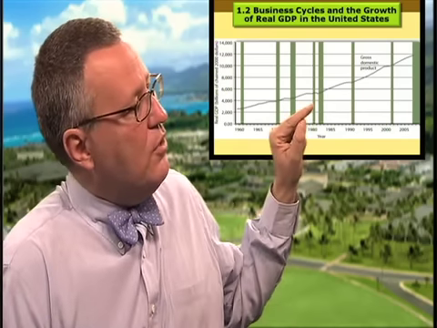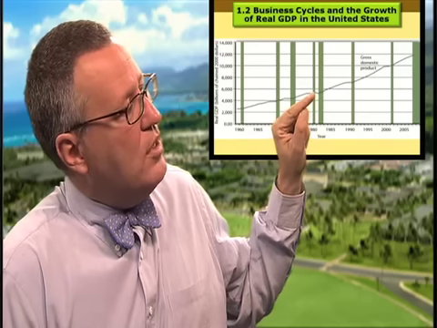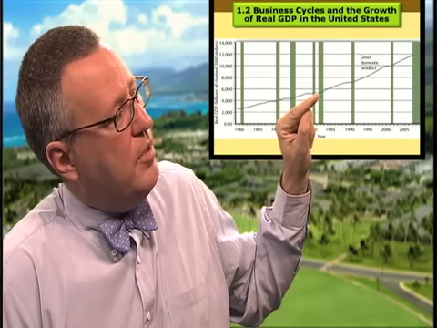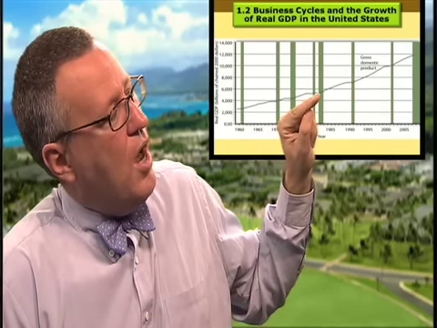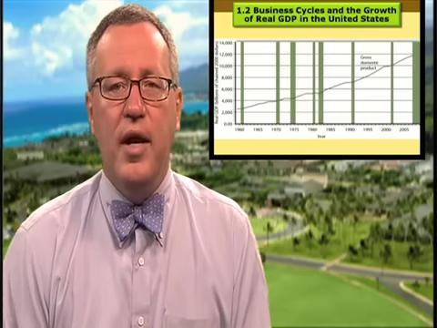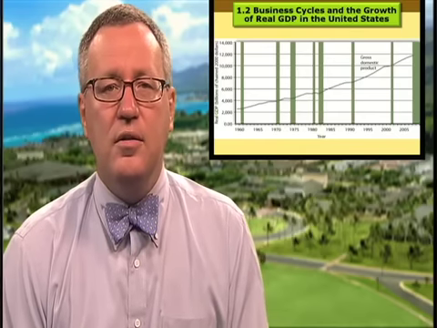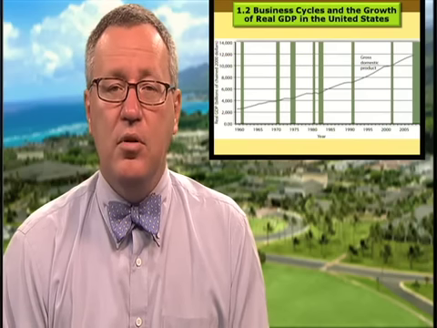So that's where the word recession came from. But what you can see if you look at this line of GDP is that when you hit a recessionary period, there's a drop in the growth rate of gross domestic product. And that's typical for recessionary periods.